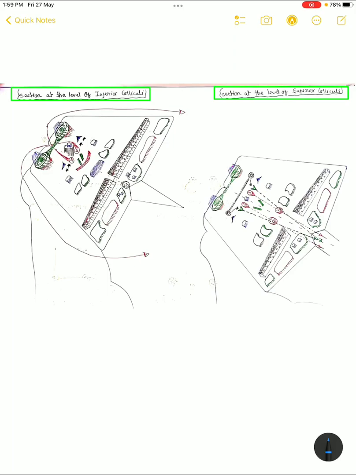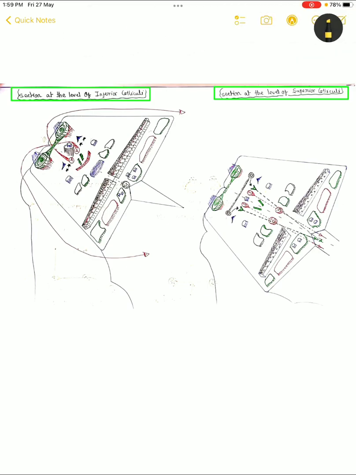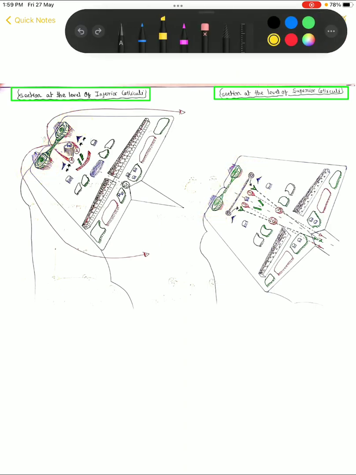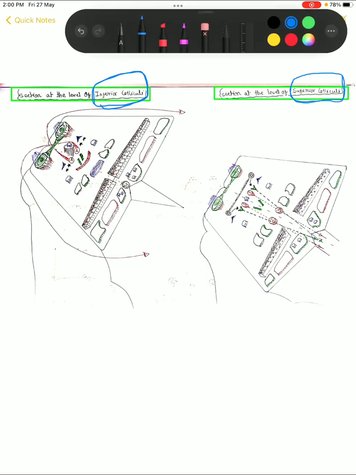So here we are going to apply all the concepts we just learned about. Okay, so make it easy. So you guys know this part, and focus here, this part. Okay, before that, let's do one thing. So this structure is the inferior colliculus. This section is at the level of the inferior colliculus, remember that. And this section is at the level of the superior colliculus, remember.